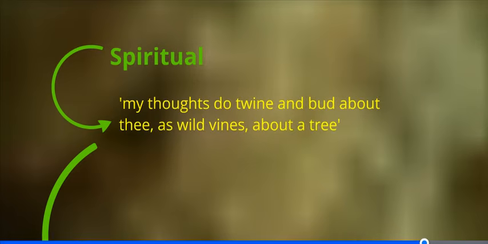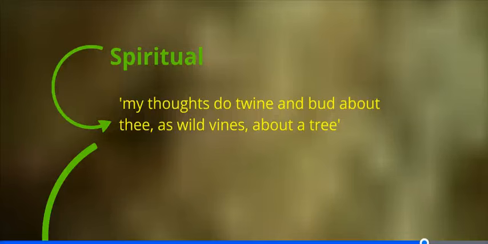So let's have a look at the spiritual interpretation then. We can stick with the same quotations. "My thoughts do twine and bud about thee as wild vines about a tree." When Elizabeth sat down to write this poem, why did she choose the idea of trees and branches and vines? Where does that come from?